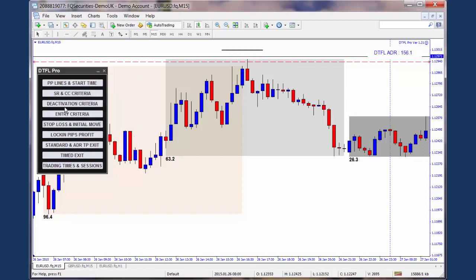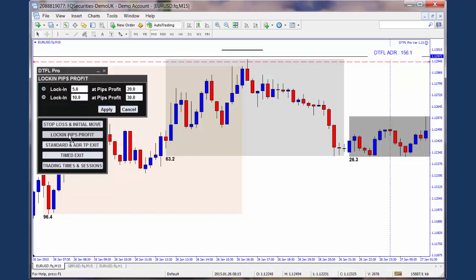I'm now going to move on to the lock-in profit screen, which is very similar to what I've just explained. You can choose either or all of these. You can have 1 lock-in profit or 2, your choice. All this does, it gives you a way to manage your trade. As the trade is running, what it will do is when it reaches a certain amount of profit, it will lock in a certain amount of that profit by moving the stop loss.